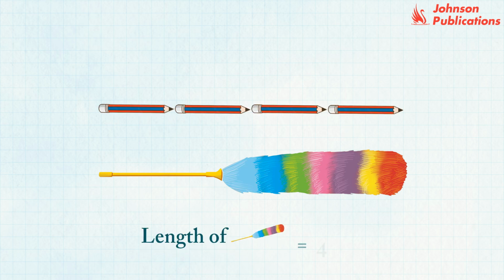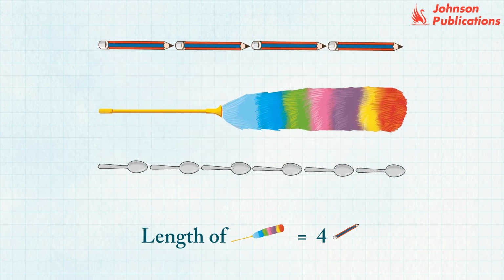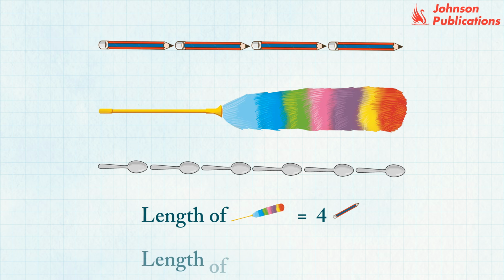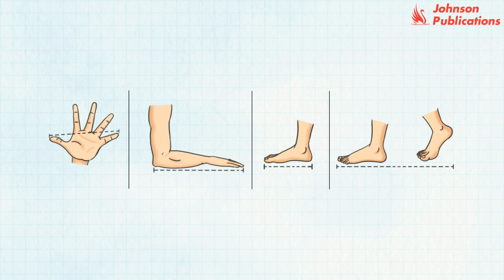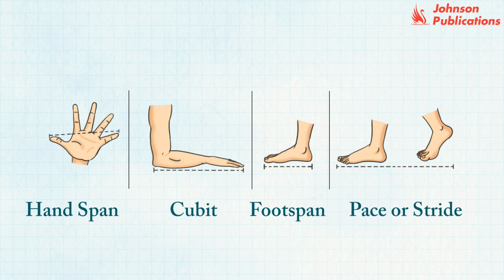Length of the brush is equal to 4 pencils. Next we measure the brush using a spoon. The length of the brush is equal to 6 spoons. We also use our body parts to measure the length. For example, hand span, cubit, footspan and pace or stride.